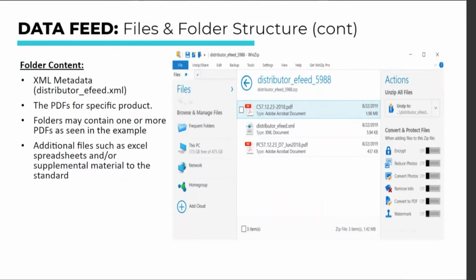The XML metadata provides key information about the standard, such as the standard number, title, scope, purpose, keywords, and other important components such as withdrawn or superseded dates. The supplemental materials may be necessary information that should or must be used in conjunction with the PDF, such as errata, calculators, etc.